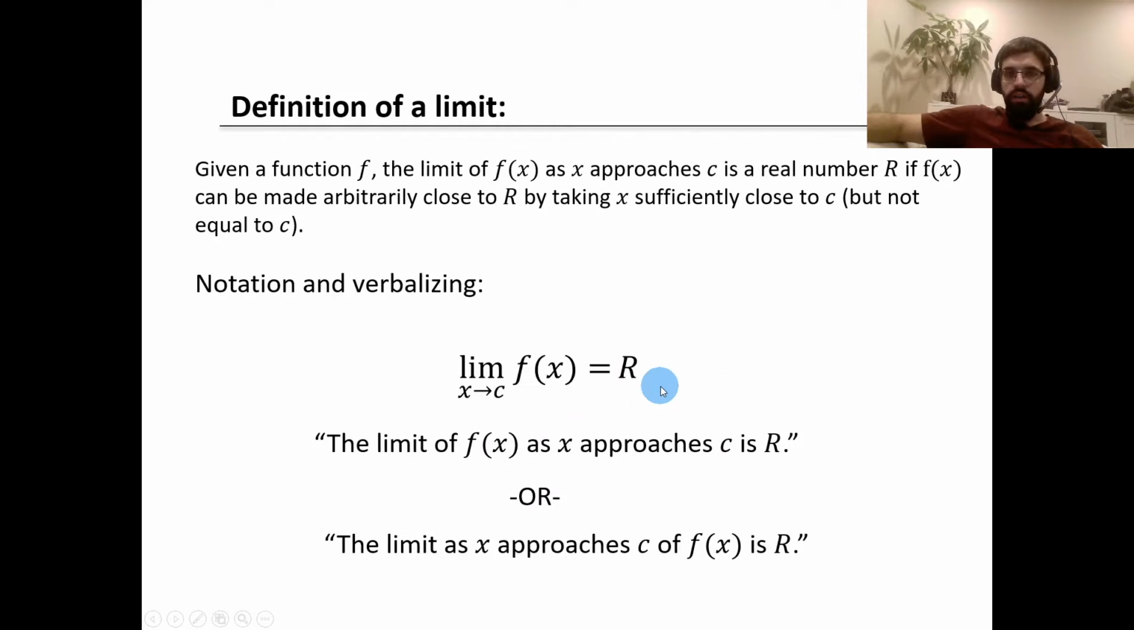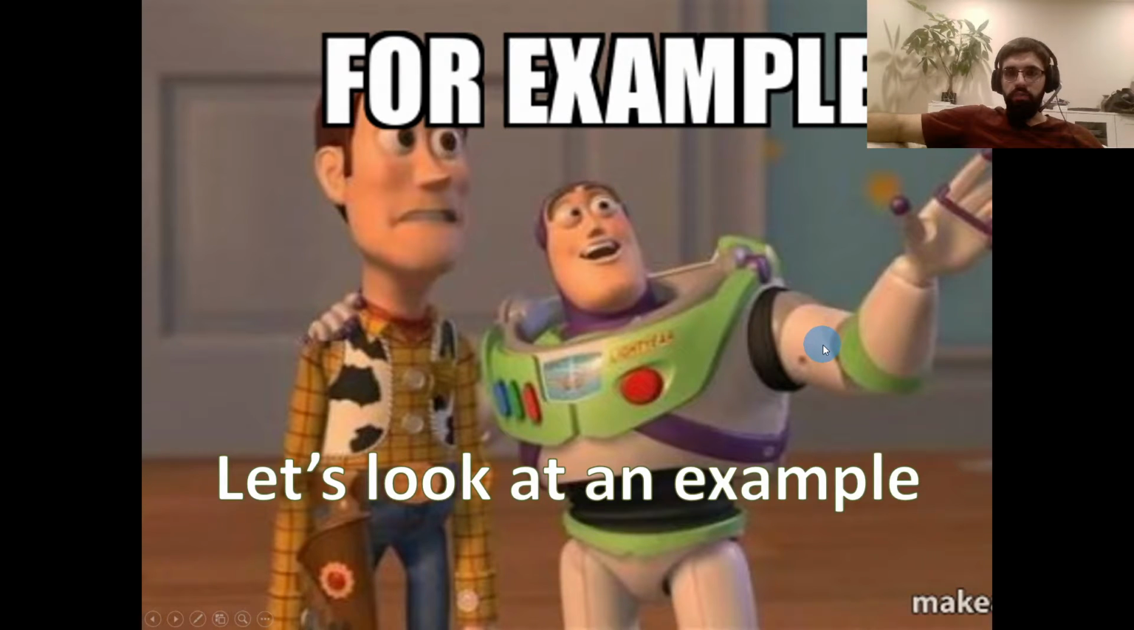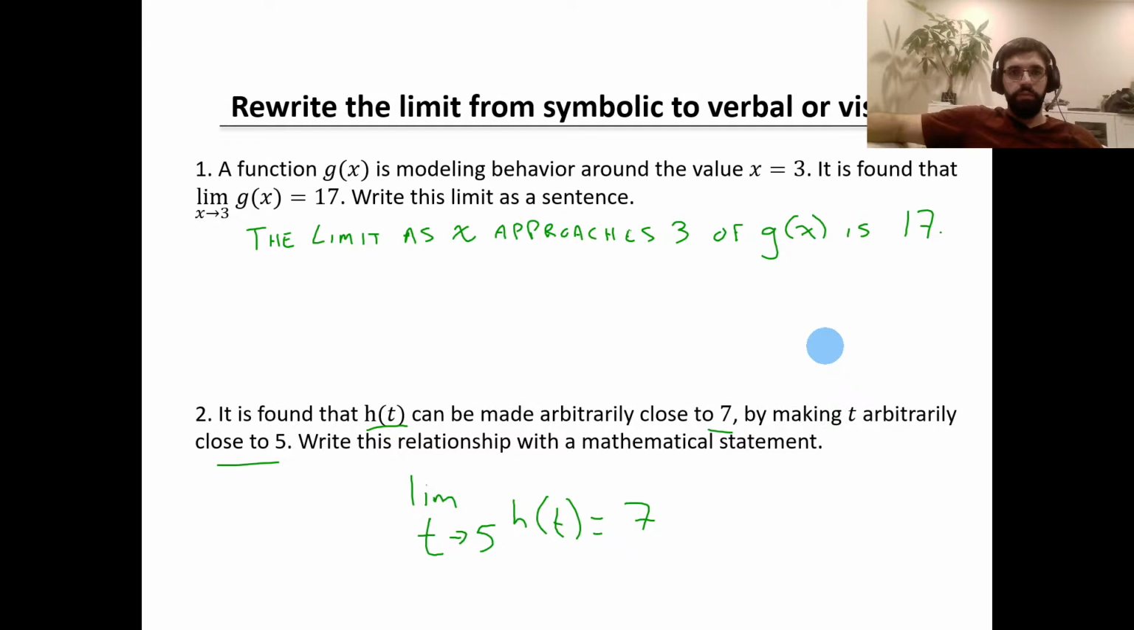So let's take a look at what this limit notation looks like. It looks like this right here. There's two ways we can say it. We can say the limit of f of x as x approaches c is r. Or we could say the limit as x approaches c of f of x is r. There's not much difference in those. You're going to hear me say the limit as x approaches c of f of x is r more often than not, but it doesn't really matter. So both are good. Let's look at an example.